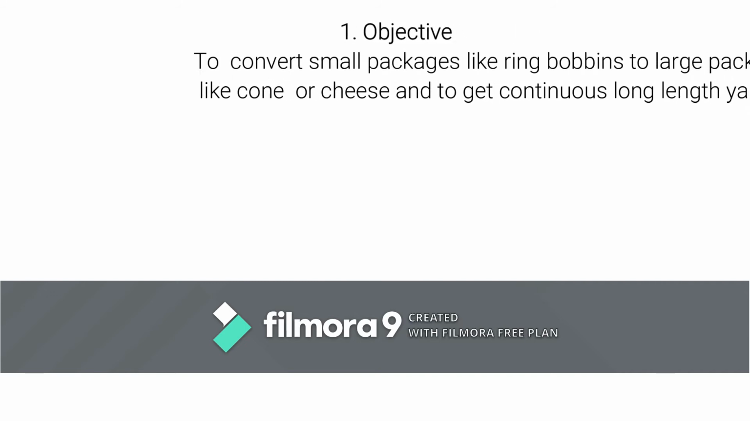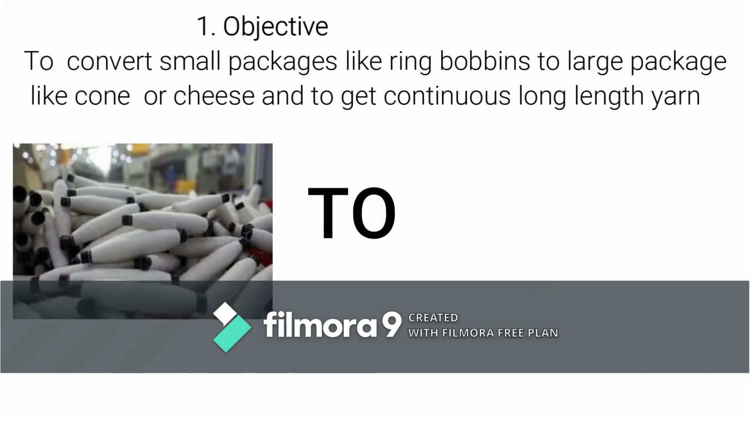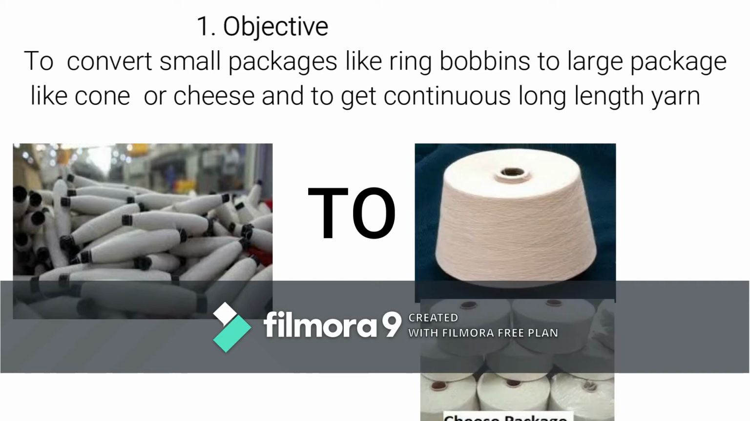For better understanding, we divide this topic into small parts, and today we are going to learn the objectives of winding. So let's learn the first objective, which is to convert small yarn content packages like a ring bobbin to large yarn content packages like cone or cheese. And while doing this, we get a long continuous length of yarn. Many ring bobbin packages are required to get one cone or cheese.